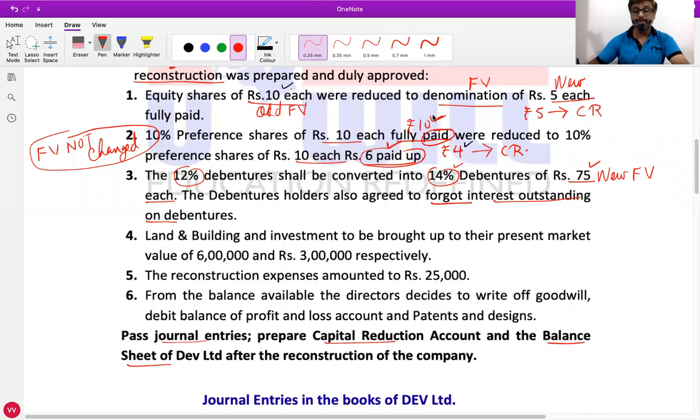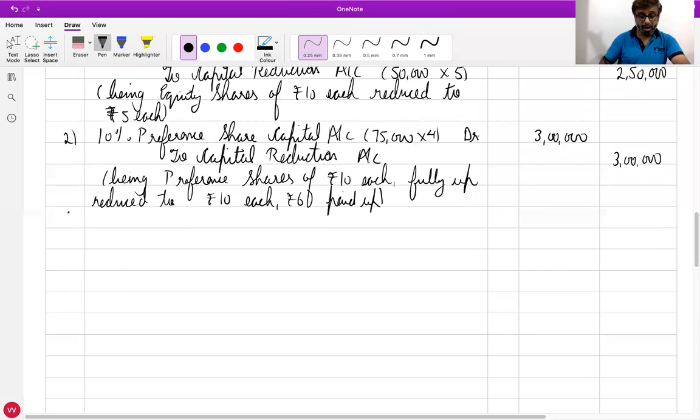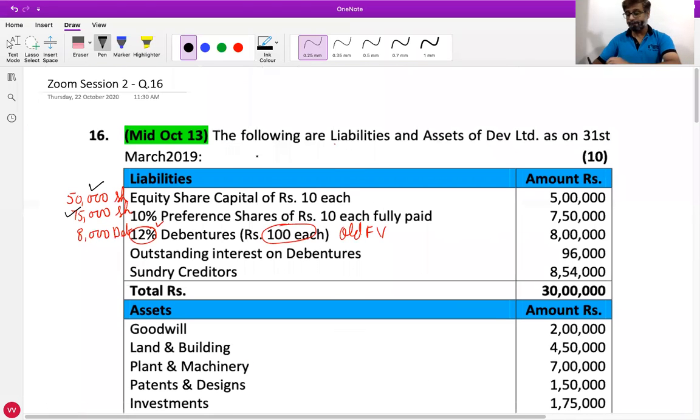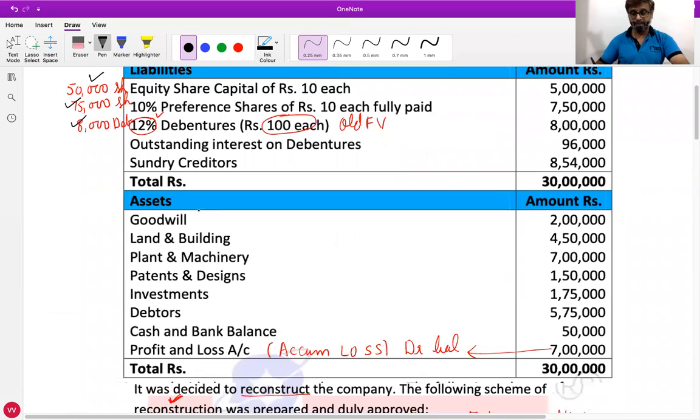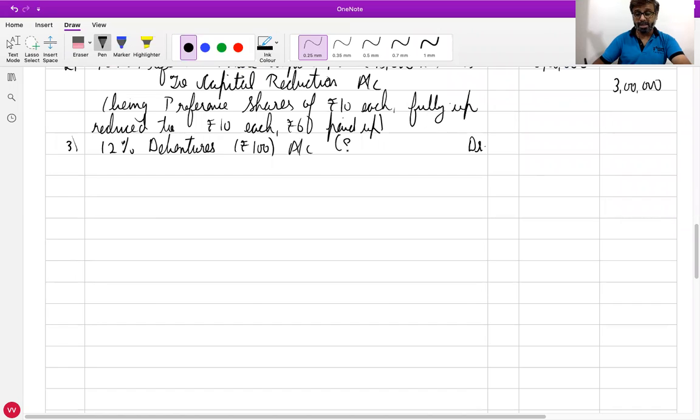The 12% debentures account, rupees 100 account debit. Just a minute. All of you write down 12% debentures with old face value, that is rupees 100 account debit. What will be the amount? 8,000 into 100, 8 lakhs. Okay, 8,000 debentures into old face value rupees 100.